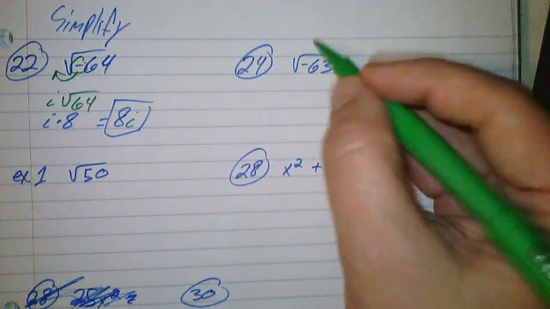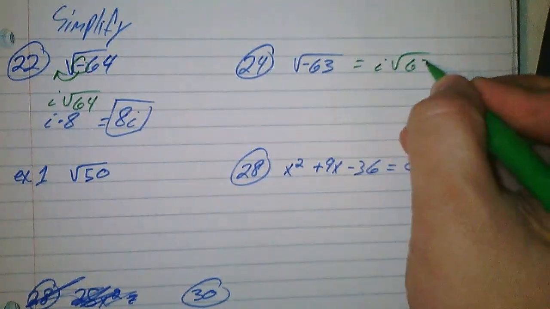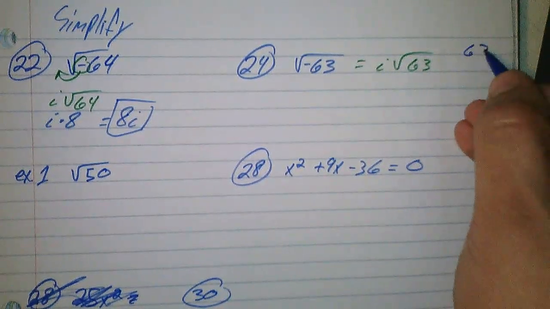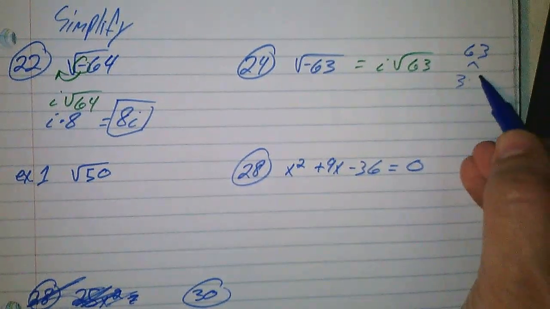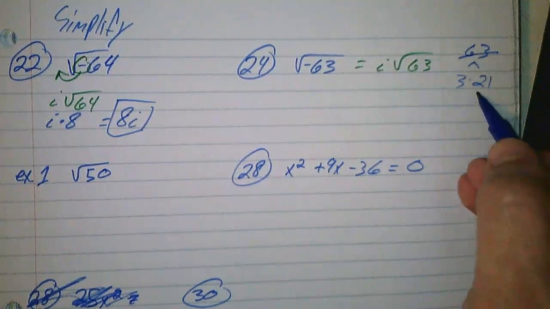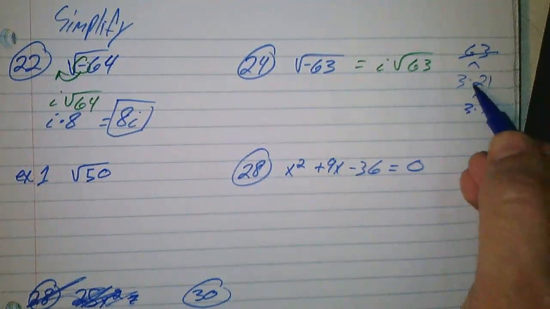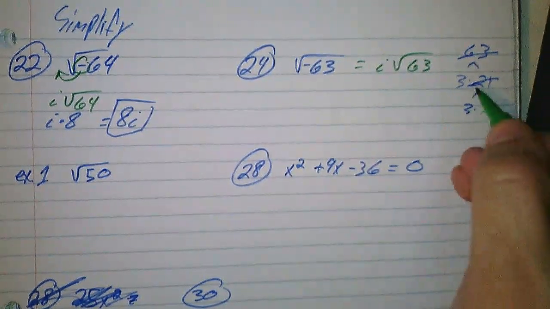Now, here we have the square root of negative 63. Again, we pull out i, but 63 is not a perfect square. So we'll take 63 and do a factor tree. 63 divided by 3 is 21. Cross out each factor as you go. 21 is 3 times 7. And it does not break down anymore.